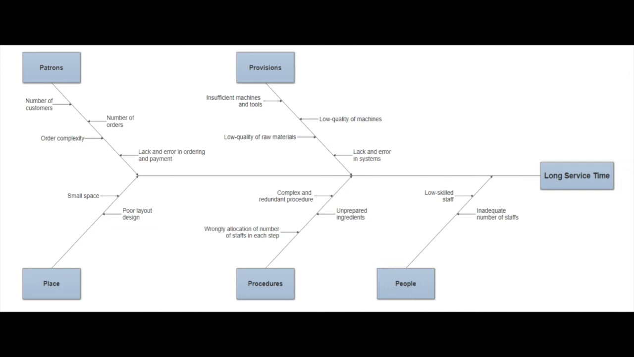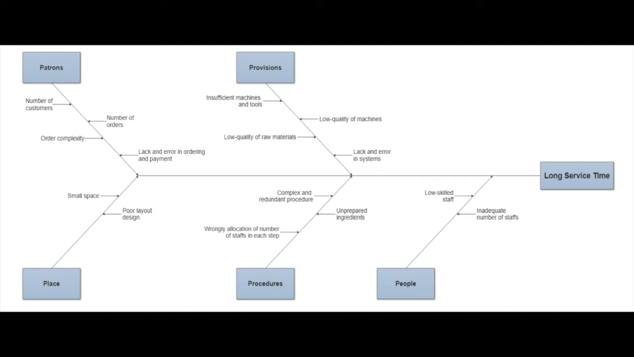For patterns, we focus on customer factor, which consists of number of customers, number of orders per customer, and order complexity that will directly affect the preparing time, and time spent by customers to order and make a payment. Next is the provision, which is mainly related to machine and material. The reasons of long service time in this factor are quality and efficiency of the machine and tools, quality of raw material, and the efficiency of the system.